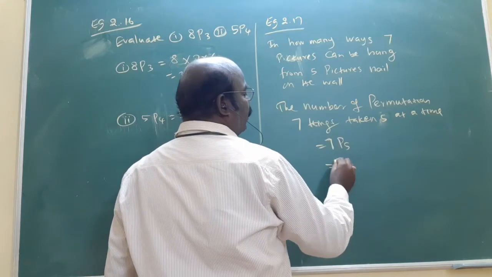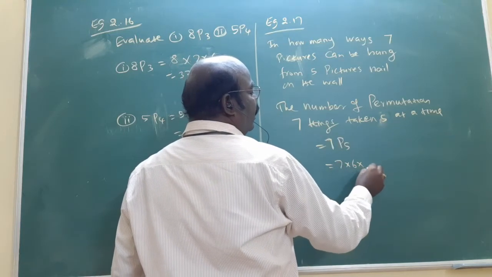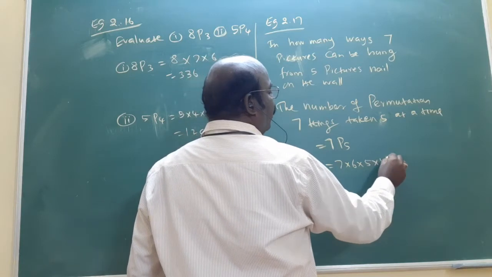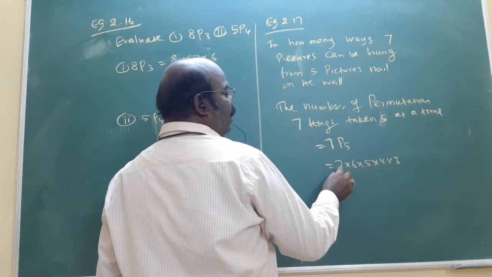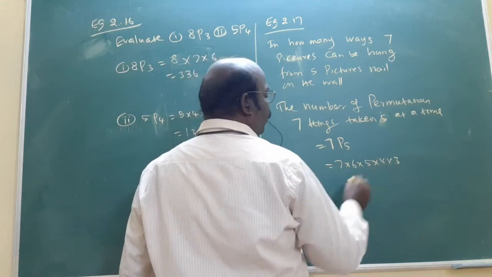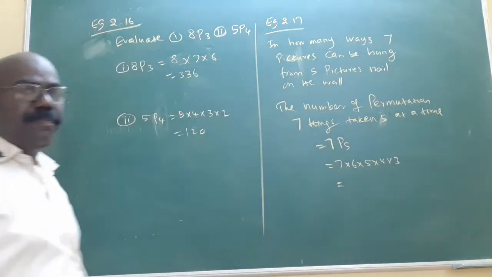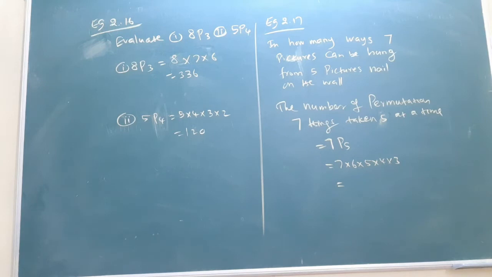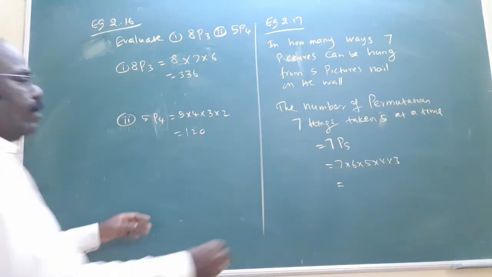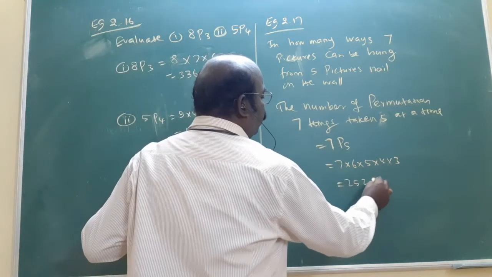What I told you? 7 into 6 into 5 into 4 into 3. In this way, start with 7. 1, 2, 3, 4, 5 numbers. Now multiply all. 7P5 equals 7, 6, 5, 4, 3. Now multiply all the numbers. We get the answer 2520. Multiply when using the calculator. 2520 is the answer.